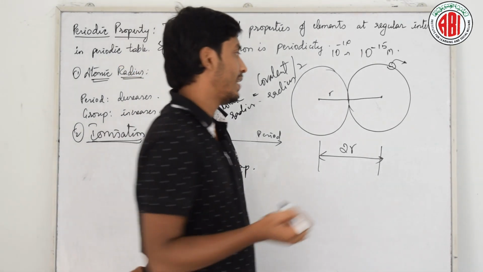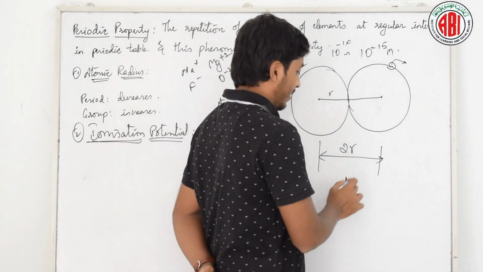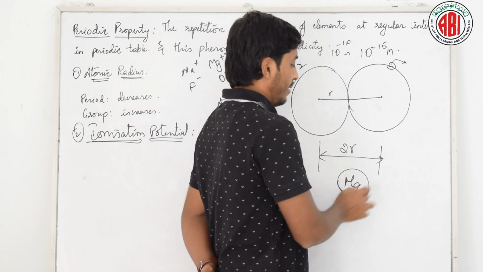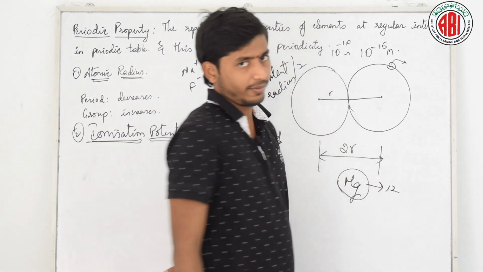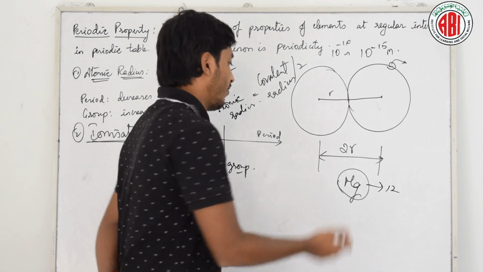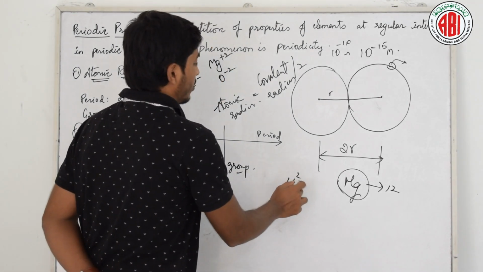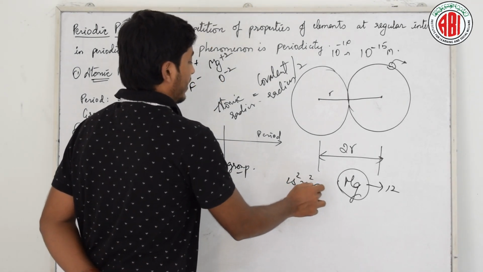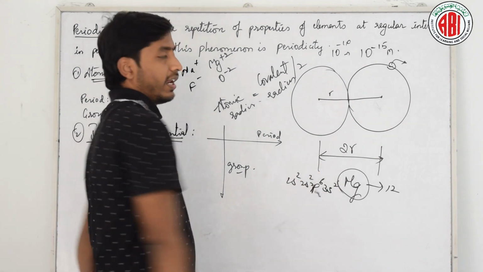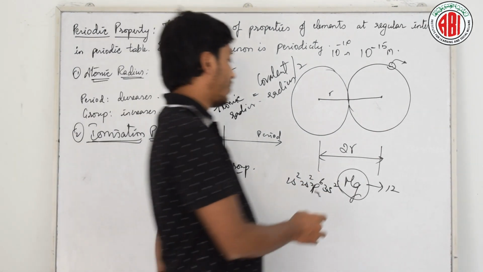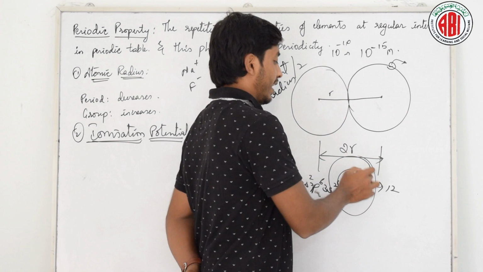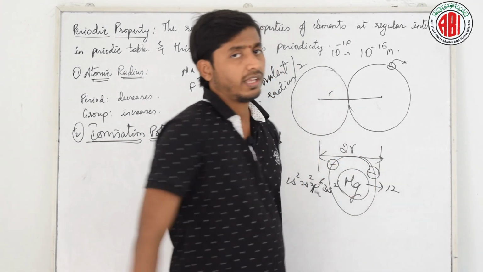Okay. For example, if I consider some atom such as Mg, Mg has 12 electrons in it, right? What is the configuration of Mg? 1s2, 2s2, 2p6, 3s2, right? Which means the 3s orbital is the outermost orbital. It consists of 2 electrons in it, right?